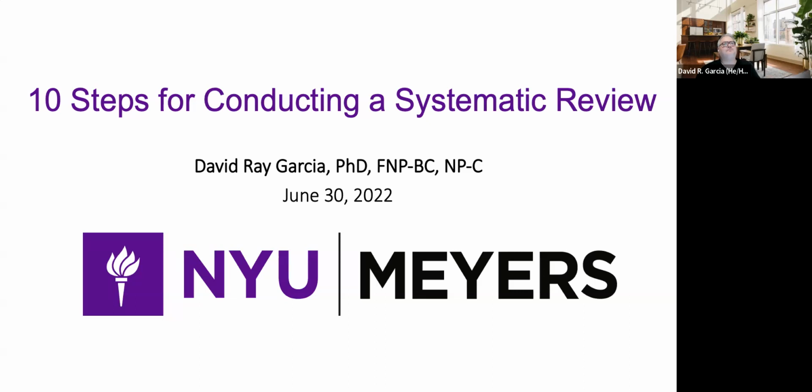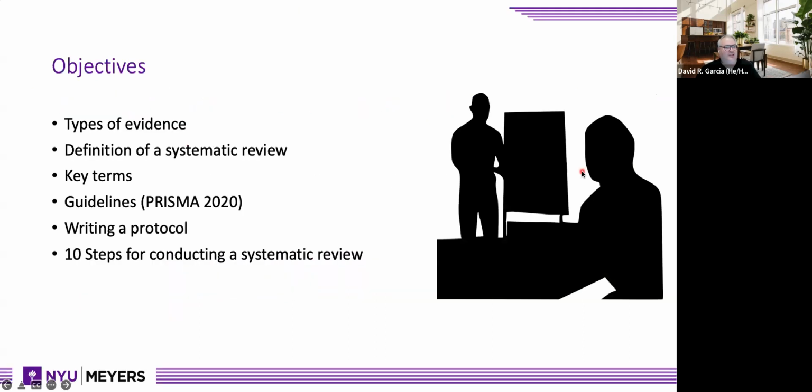Let me put on the little spotlight. There we go. So we'll start with the objectives here. We'll go over the different types of evidence today. We'll go over the definition of a systematic review. We'll go over some key terms, and then we'll go into guidelines for writing your systematic reviews. We'll go into writing a protocol, and then we'll just summarize with 10 steps for conducting a systematic review.